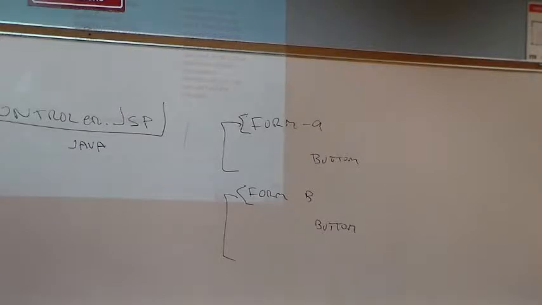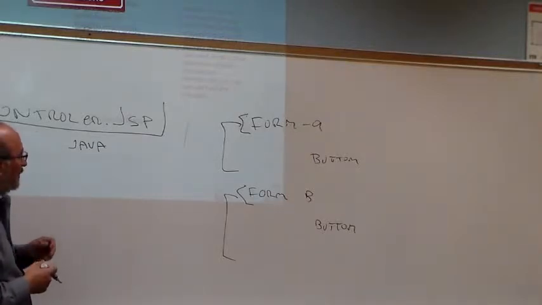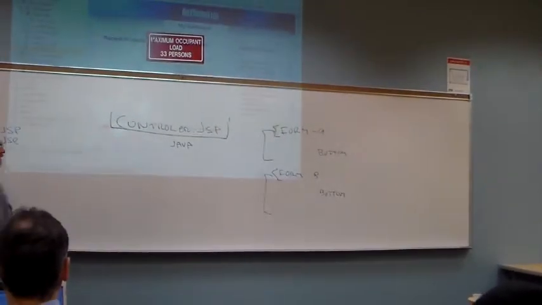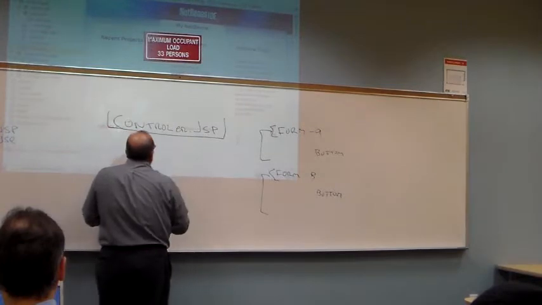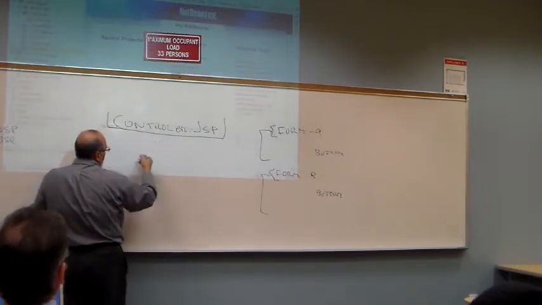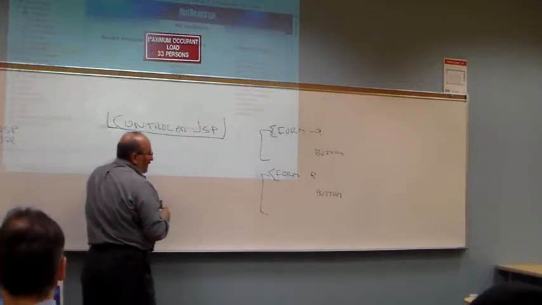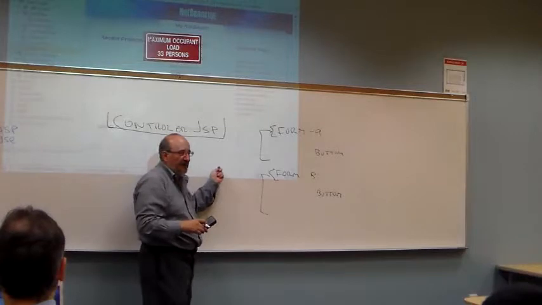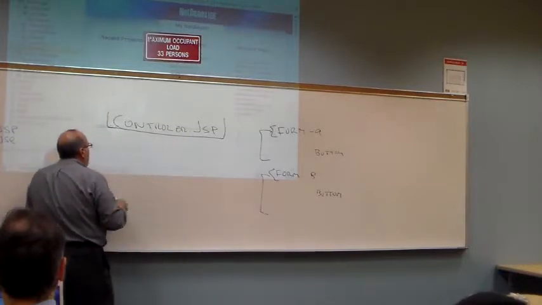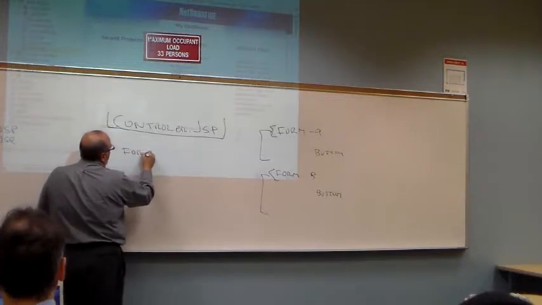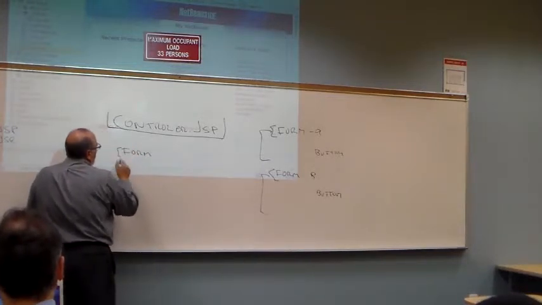So the idea of the controller was that instead of having a whole bunch of forms, you can have the controller here, where you pass in the data hidden. The data is still being passed, but it's hidden. And then in here, you only have one form, only one.